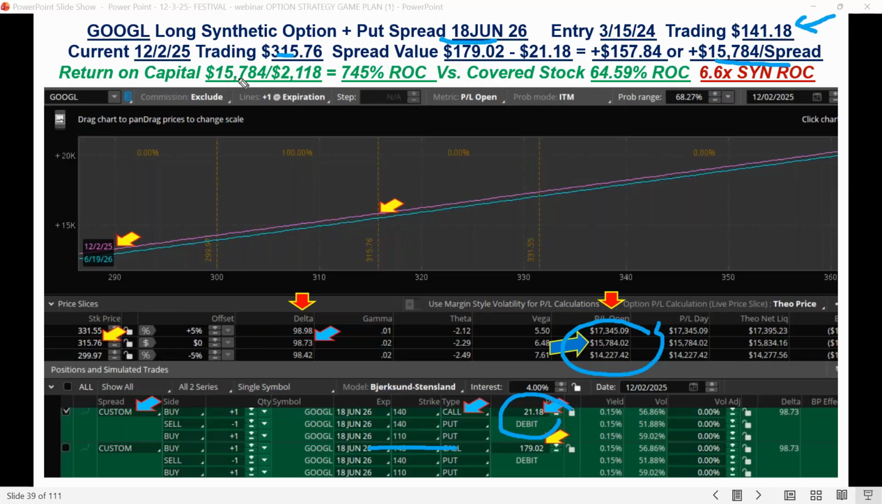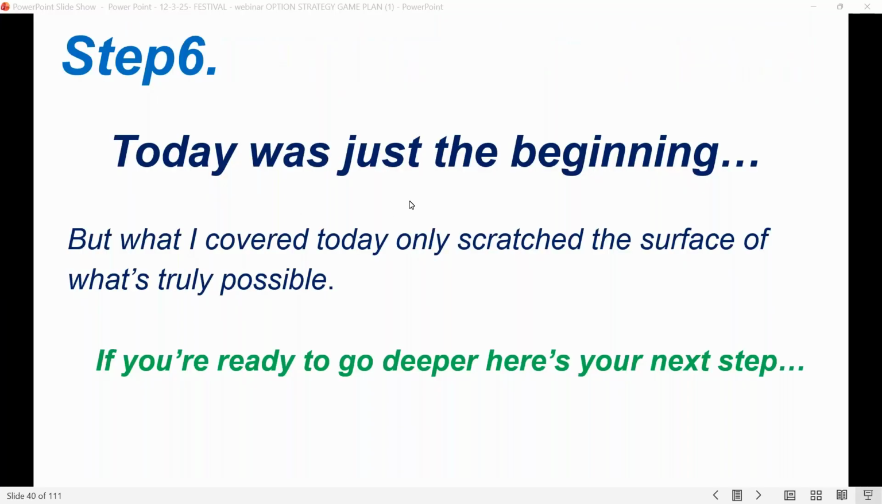So if you look at your return on capital, 15,784, the capital was $21.18, or $2,118. That's a 745% return, versus that covered stock position I just showed you that had a 64.59%, so 6.6 times more on this type of return. So these are just some really great strategies. If I had more time, I'd be happy to go through a lot more detail, but today was just the beginning. What I covered only scratches the surface of what's truly possible.